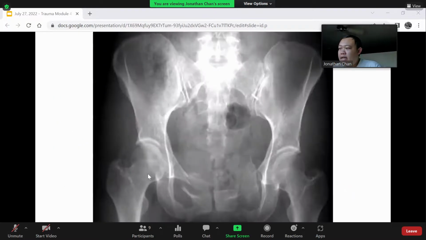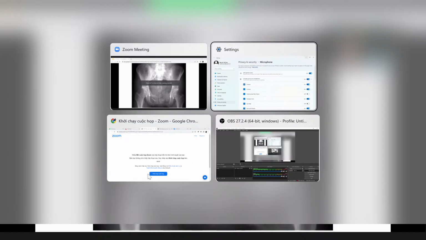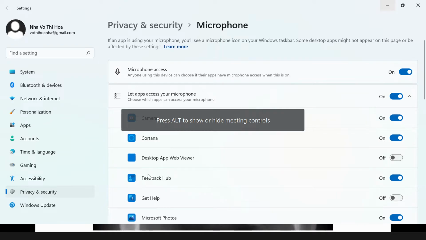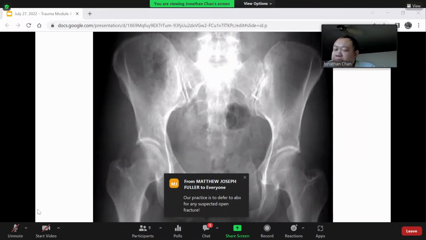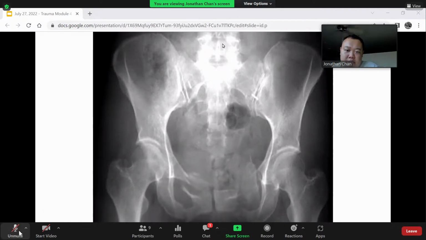Let's go on to the next one. What do we see right here? Do we see a normal pelvis or a fracture somewhere? You can respond in the chat too. This fracture is an open book fracture. Oh man.